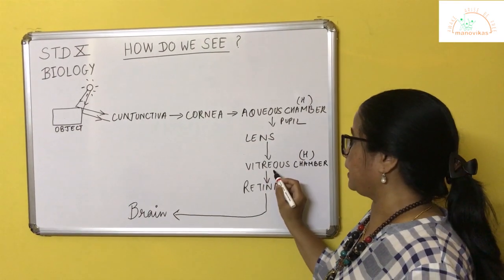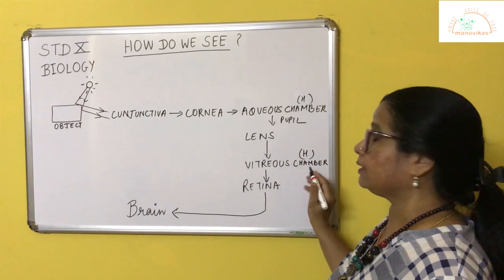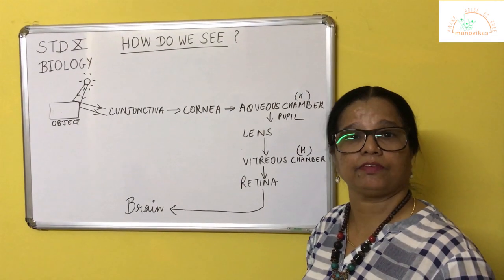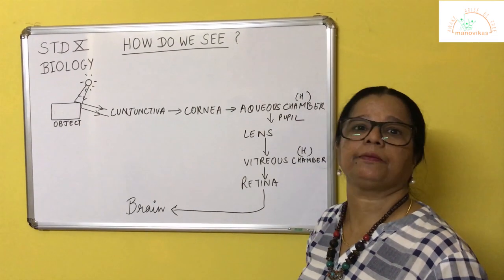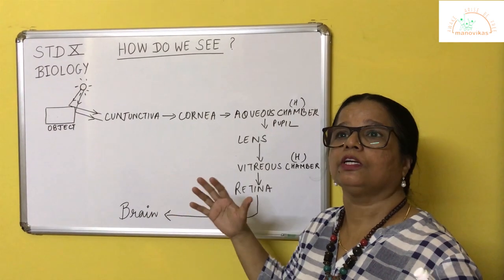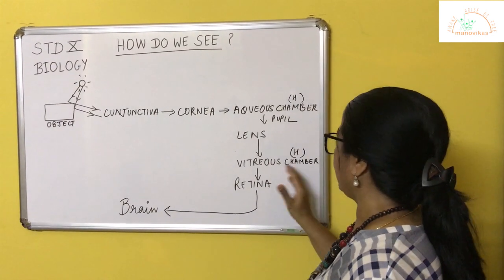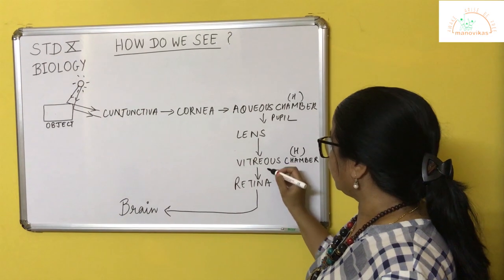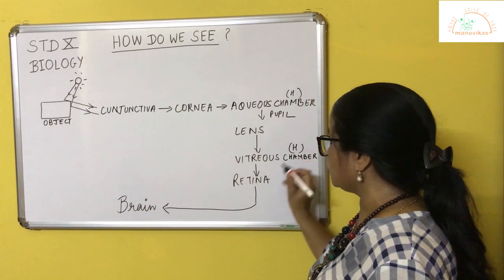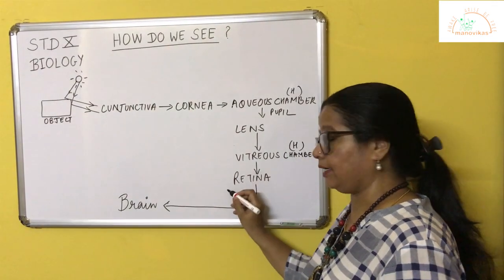From the lens, the light rays travel via the vitreous chamber. The vitreous chamber is filled with a jelly-like substance. Again, it helps in convergence. It stops the scattering of light and it helps in converging. From the vitreous chamber, through the vitreous humor, the light falls on the retina.